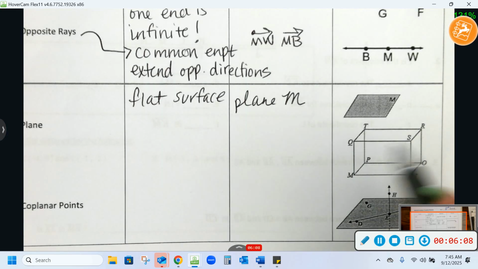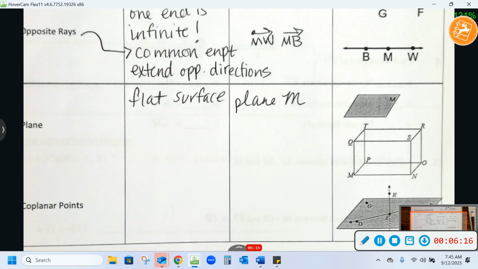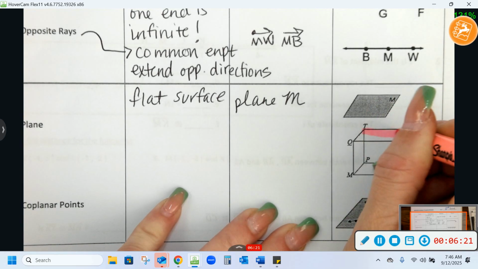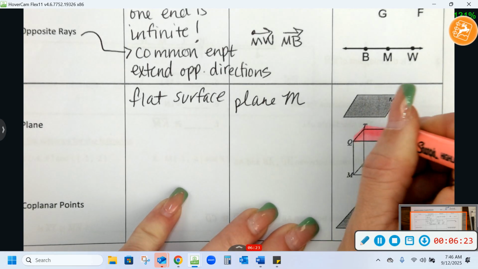But right here I have a rectangular prism. How many planes does it take to make this rectangular prism? 6. So let's talk about just one of them. Let's talk about the ceiling, the top. I'll highlight only the top.